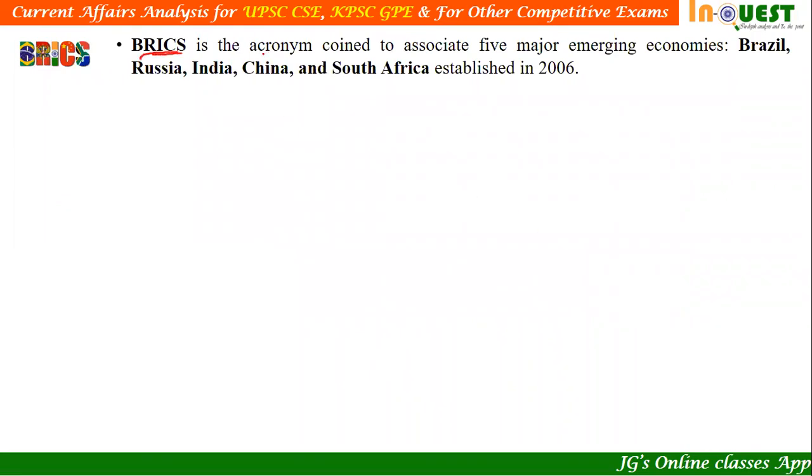So BRICS is actually an acronym. So it is coined to associate five major emerging economies: Brazil, Russia, India, China, and South Africa, and it was established in the year 2006. So the first letter of each of these member countries has been taken and they made it as an acronym that is nothing but BRICS.